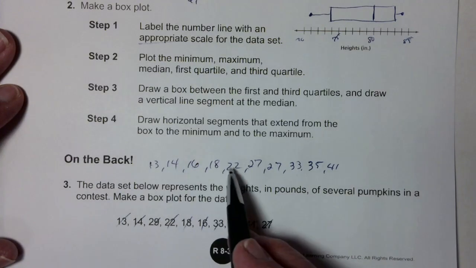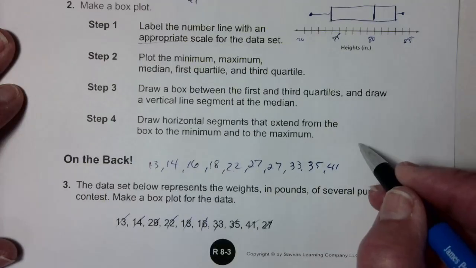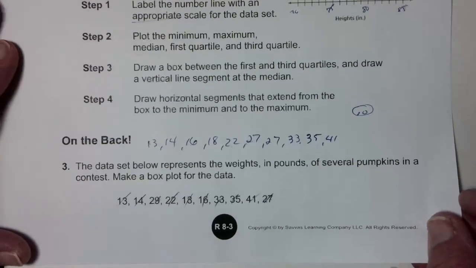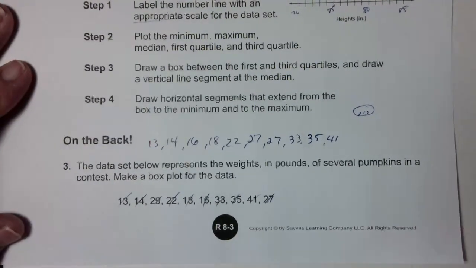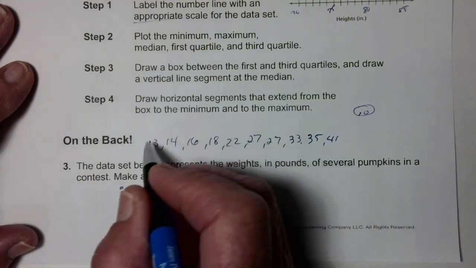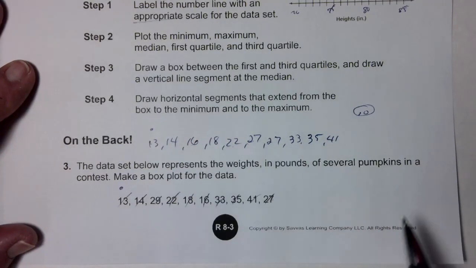Notice I always count my data. Always. Okay, so we know the minimum. This is a dot. We'll put it right here. Then we've got 10 pieces of data.